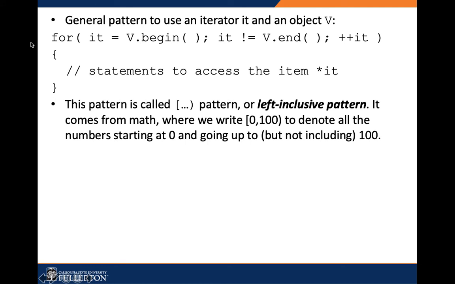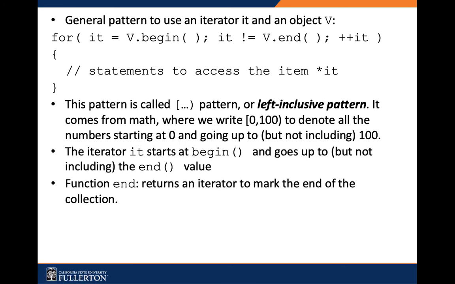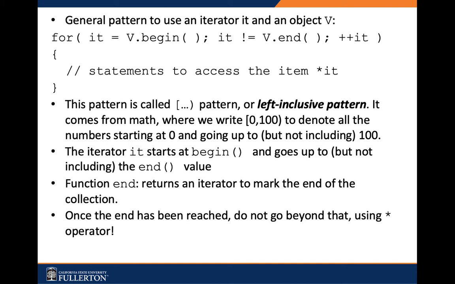It comes from the math, where we write square bracket 0, then 100, then round brackets, to denote all the numbers starting at 0 and going up but not including 100. Begin will access the first element and end will access an imaginary position past the last element. So because of that, we have not including end. The function end returns an iterator to mark the end of the collection, but that is past the last element. Once you reach the end, do not go beyond that using the dereference operator star.